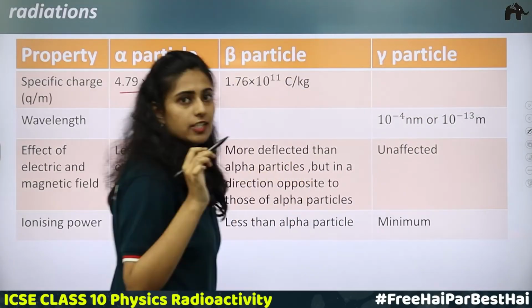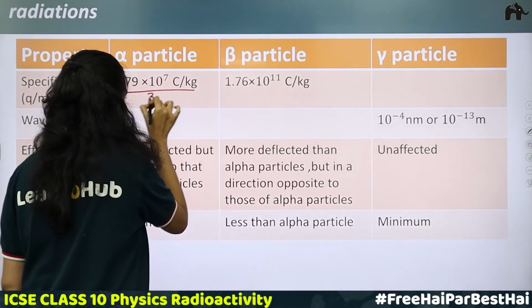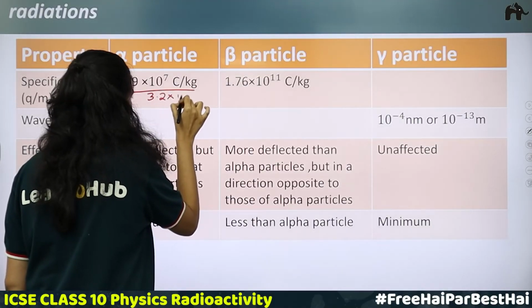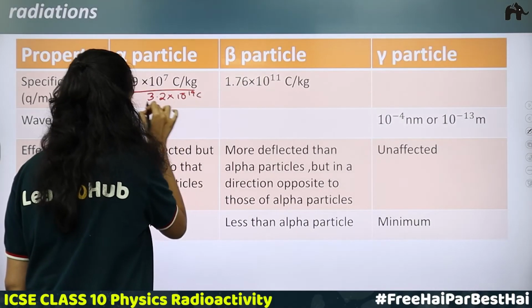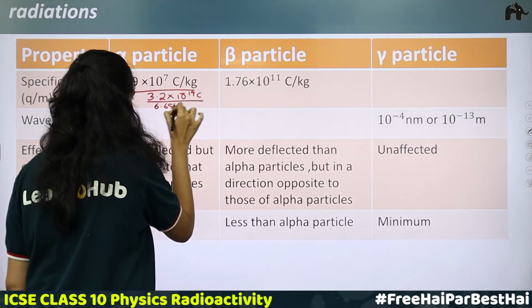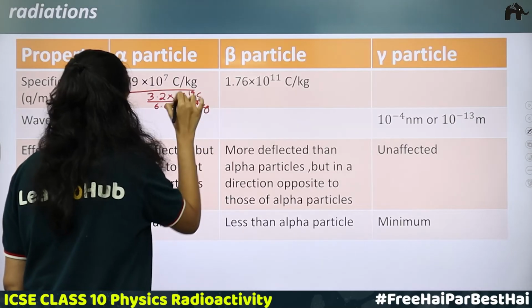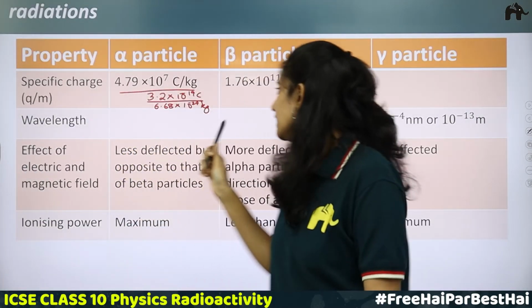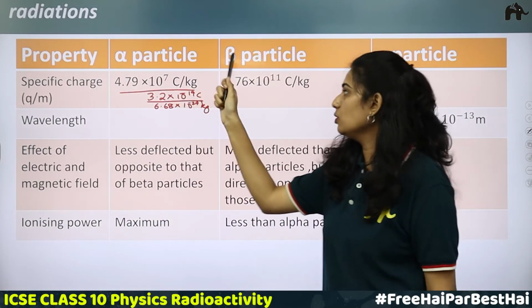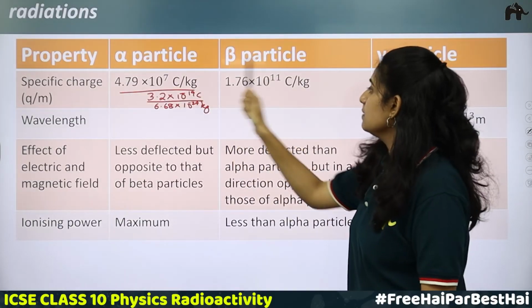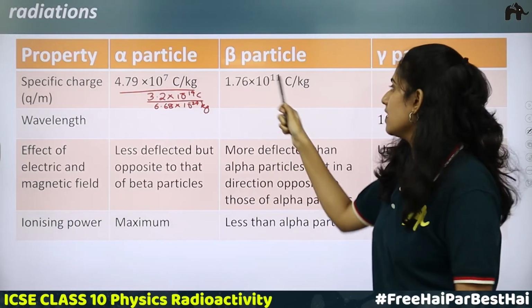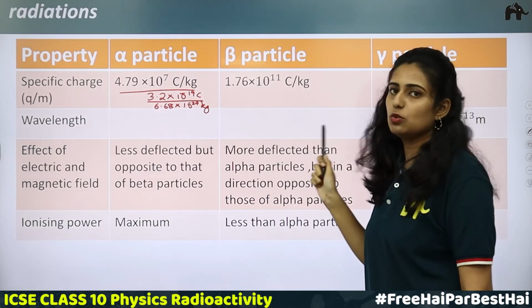How do we get this? Charge we know, which is 3.2 into 10 raised to minus 19 coulomb, and mass is 6.68 into 10 raised to minus 27 kilogram. So when you divide, you will be getting the value 4.79 into 10 raised to 7 coulomb per kilogram. Now the specific charge of beta particles is 1.76 into 10 raised to 11 coulomb per kilogram.